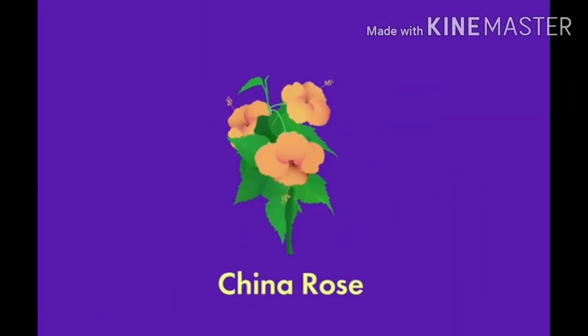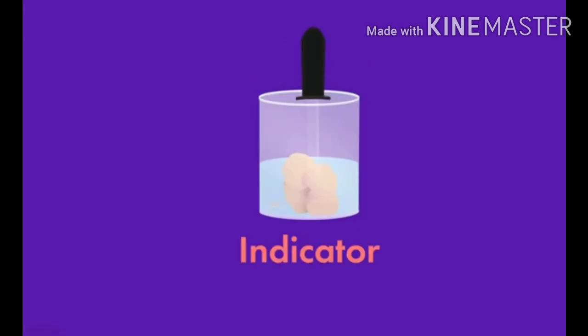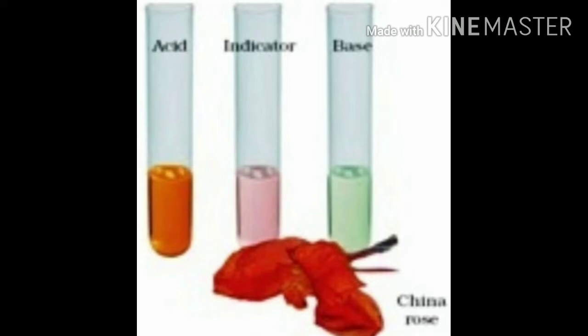Another visual indicator is China rose, which helps in distinguishing between acid and base by changing the color of solution. China rose indicator can be prepared by putting a flower of China rose or hibiscus in warm water and keeping it there for some time. After this, the solution becomes an indicator. When tested with acid, this indicator gives a magenta color, and when tested with base, it gives a light green color.